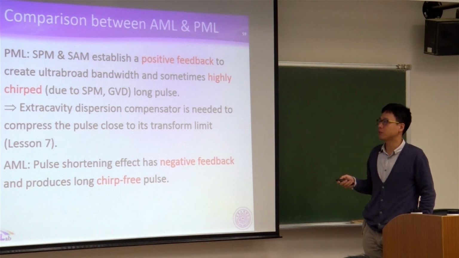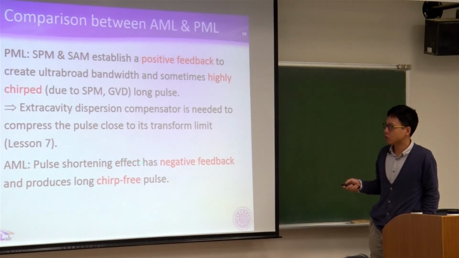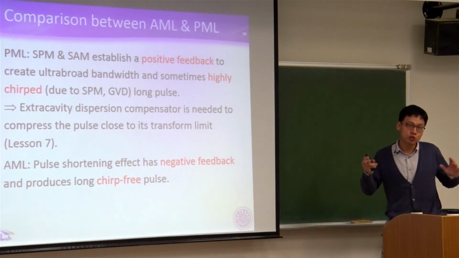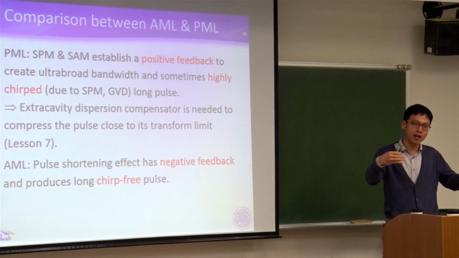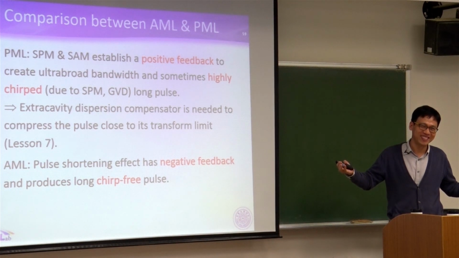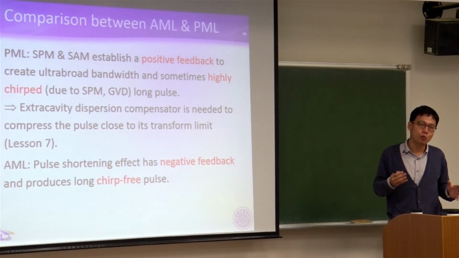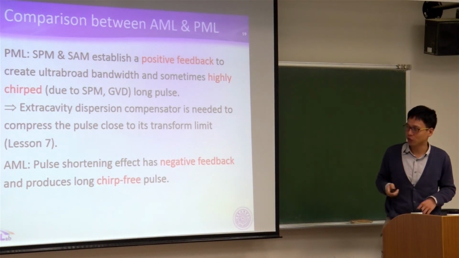This is passive mode locking. What is active mode locking? Pulse shortening effect has negative feedback and produces long chirp-free pulse. 在主动锁模里面呢，你是 negative feedback. The shorter the pulse, the less effective your modulation. So the pulse will cease to be shortened well before limited by the gain bandwidth, right? As we have already shown.